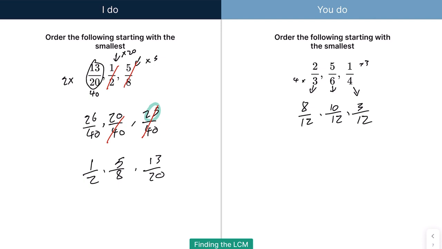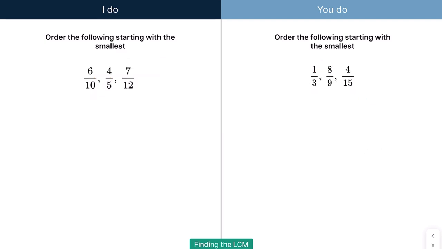And now I can see that the smallest one here is 1 out of 4. So I can cross that out. The next smallest one is 2 out of 3. So I can cross this out. And then finally we're just left with 5 over 6.